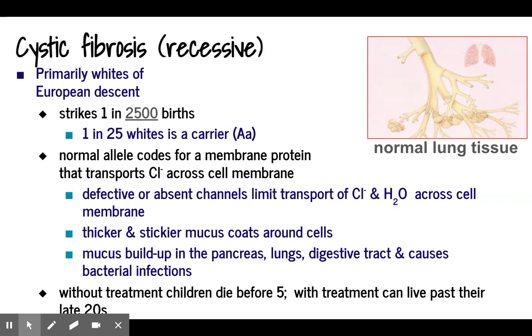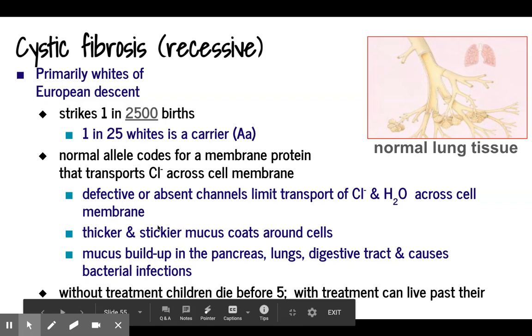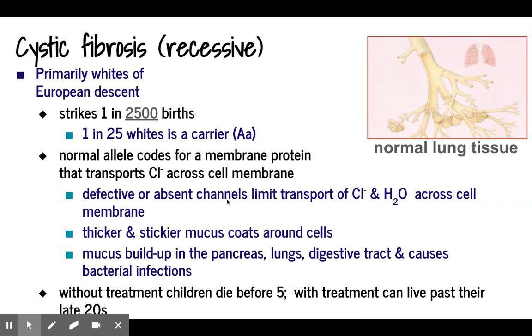So they're heterozygotes. The normal allele codes for a membrane protein that transports chlorine across the cell membrane. Defective or absent channels limit the transport of chlorine and water across the cell membrane. So individuals born with cystic fibrosis have a defective or absent channel. They have stickier and thicker mucus coats that surround their cells. They don't have the enzyme that helps break up the mucus in the systems. Because this channel is not functioning, the mucus becomes thick and coats the cells.